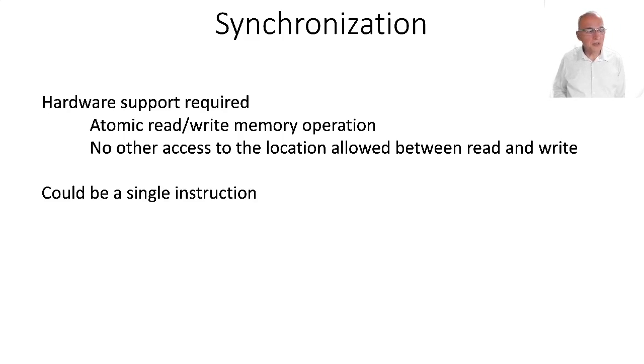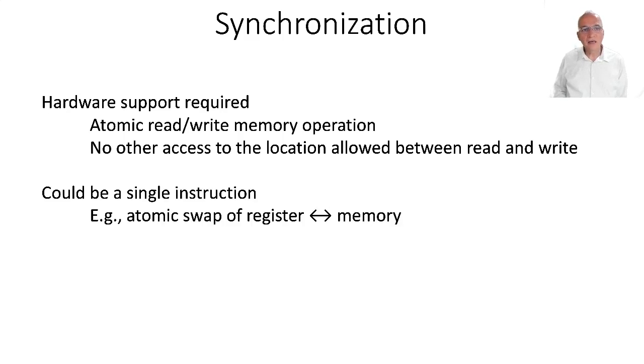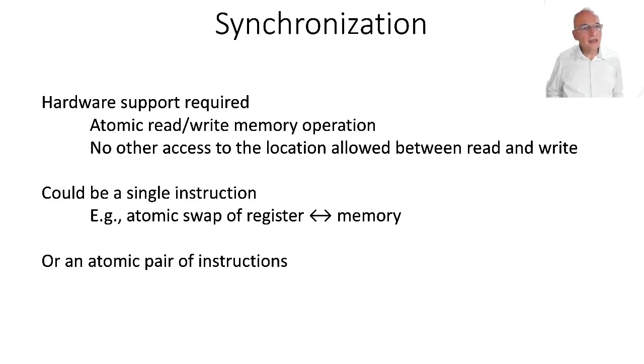This can be a single instruction that does the read and the write, and there are many different instructions that have been designed over the years to do that. So I have atomic swap between a register and memory. A single instruction will take a value from a register, put it into the memory location indicated by the instruction, and take the value from the memory and put it into the register. So I have a read and a write that occurs in a single instruction. Or I can have a pair of instructions, and this is what we're going to see in RISC-V.